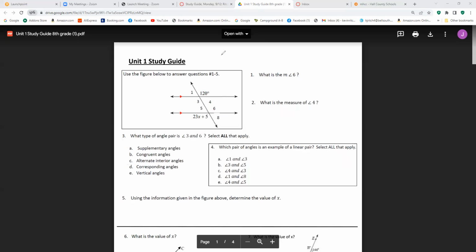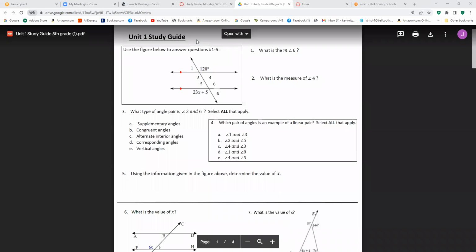All right, so number 5 asks, using the information given in the figure above, determine the value of X. So we're trying to figure out the value of X right here. Well, we already know that angle 6 is equal to 120 degrees. And we know that these vertical angles are equal to each other, which means I'm going to write 23x plus 5 is equal to 120 degrees.